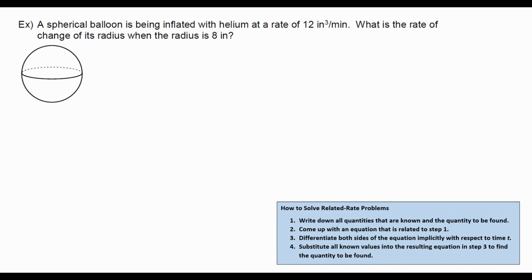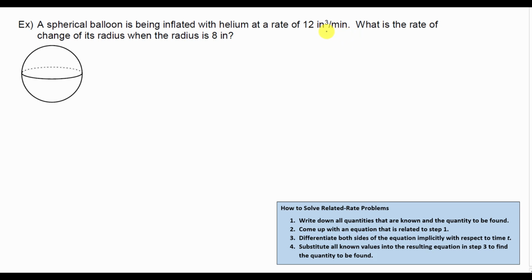Next problem. A spherical balloon is being inflated with helium at a rate of 12 inch cube per minute. What is the rate of change of its radius when the radius is 8 inches? Alright, so let's do step 1. Write down all quantities that are known and the quantity to be found. So they are saying the balloon is being inflated at a rate of 12 inch cube per minute.